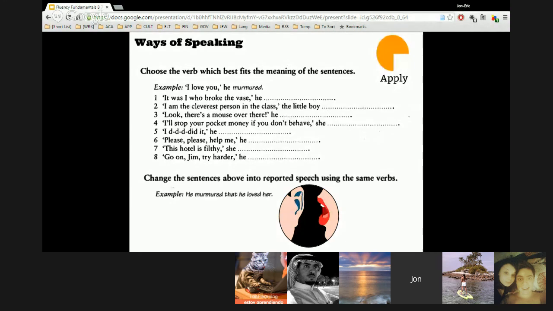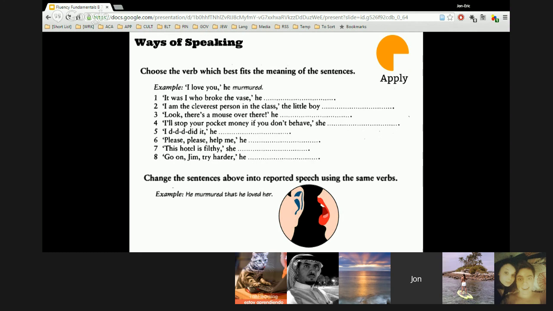to make a report speech, I should change will into would. Oh no, that part's fine. I was just changing. Give me a second here. Oh, she threatened that she would. Oh, maybe I didn't hear you, Anna Carolina. You said she threatened that she would stop. Is that it? Yes, she threatened that she would stop your pocket money if you don't behave. Oh, that's perfect. I didn't hear you the first time.